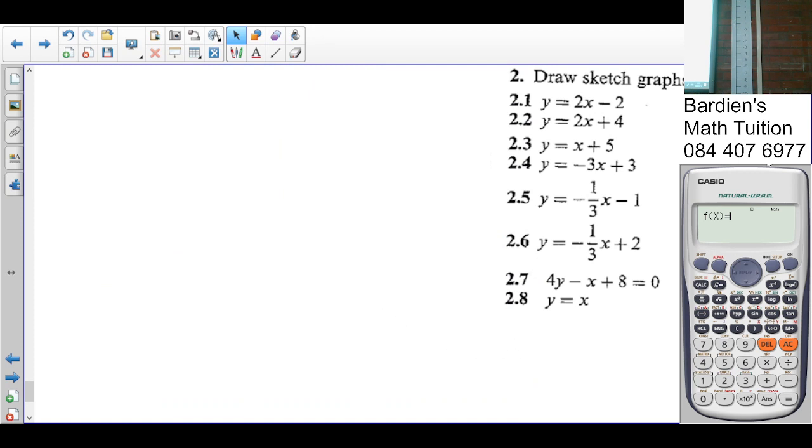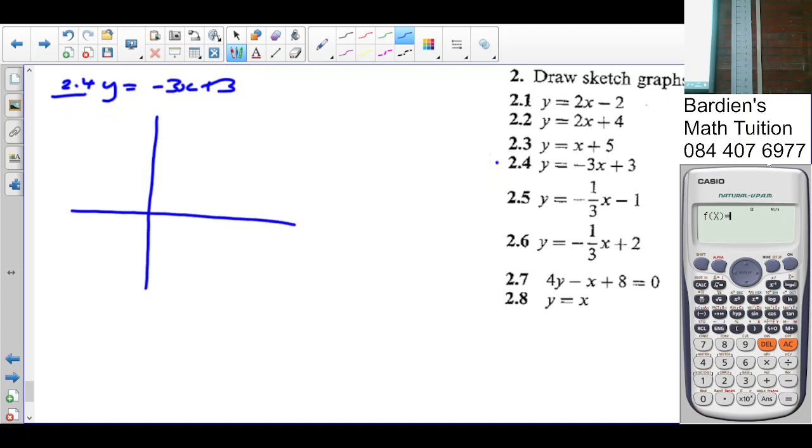The next one I asked you to do is 2.4. You got y is equal to negative 3x plus 3. X-intercept, let y equal to 0. X-intercept is 1. What was your y-intercept? 3. So you're going to go through 1 and 3. So there's the graph.